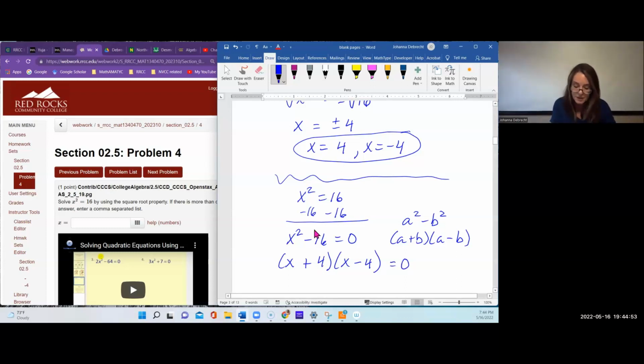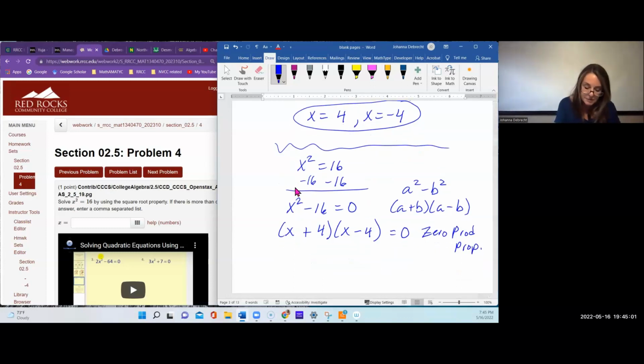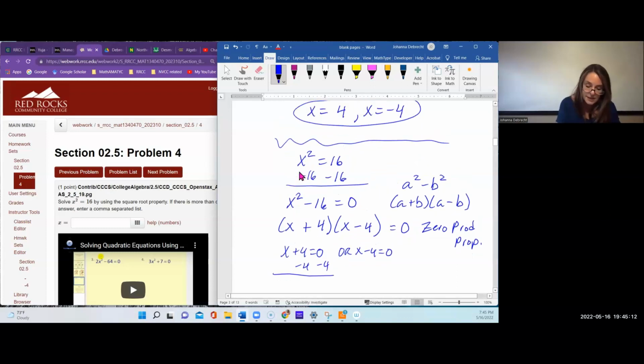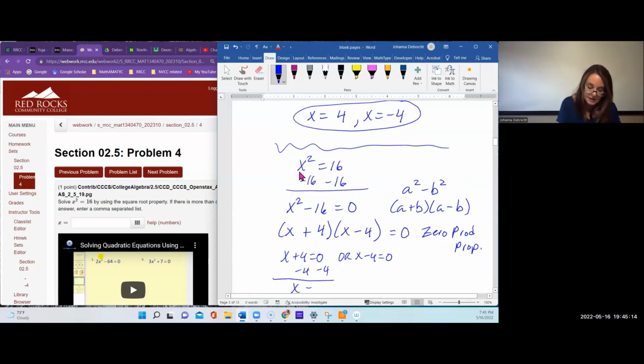Then we can apply the zero product property to this. This would give me x plus 4 equals 0 or x minus 4 equals 0. Solving each equation for the variable x, we end up with the same solutions. x equals -4 or x equals 4.